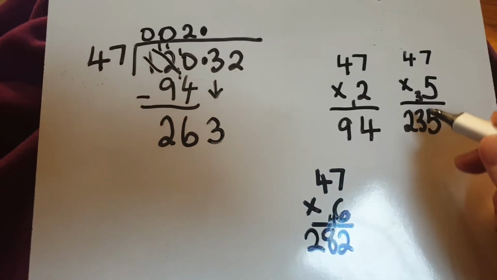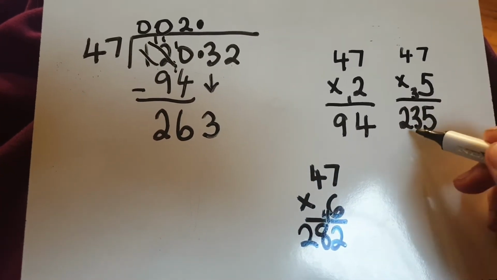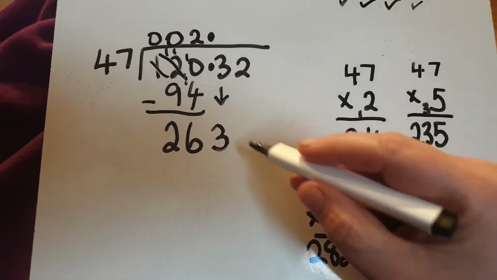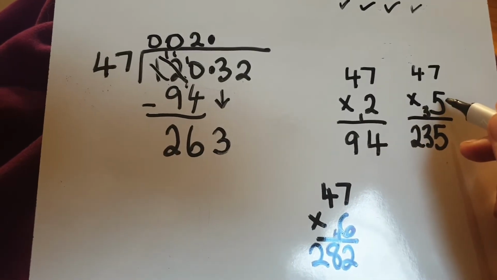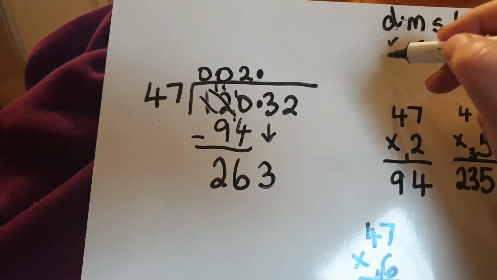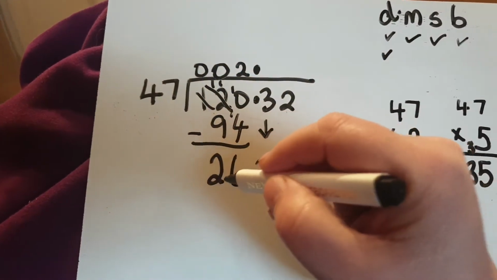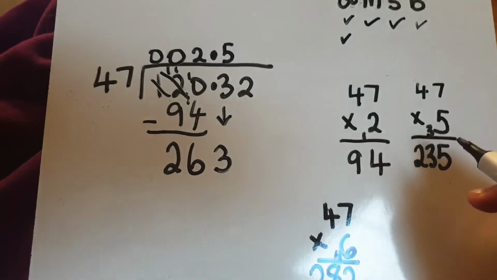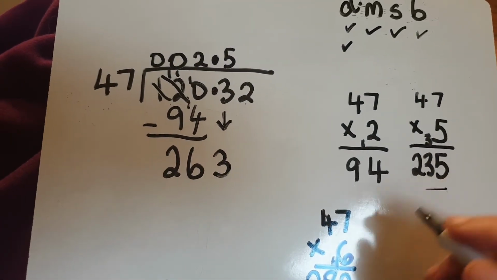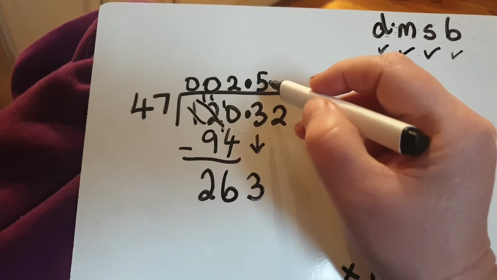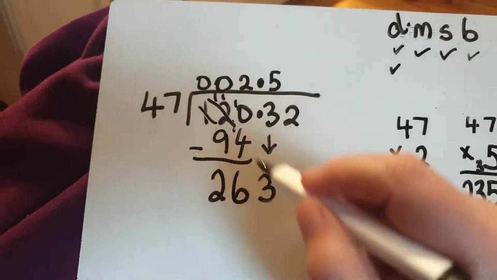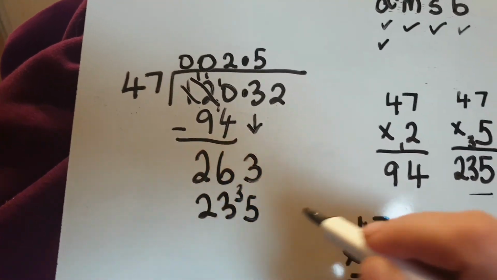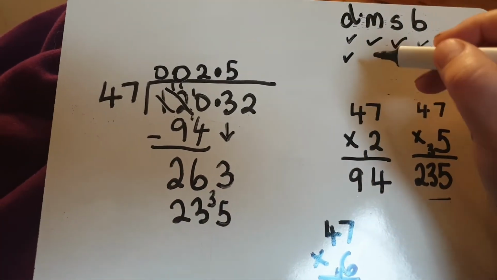Now I can see that 5 47s was 235, and 6 of them is 282, which is too big, isn't it? So my answer is 5. So when I do my dividing, 47 into 263, it goes 5 times. And I don't need to multiply it again, because it's over here, 235. But if I was doing it straight on the page, I'd be doing the same thing: 5 7s are 35, 5 4s are 20, and 3 is 23. Same answer. That's my multiplying done.